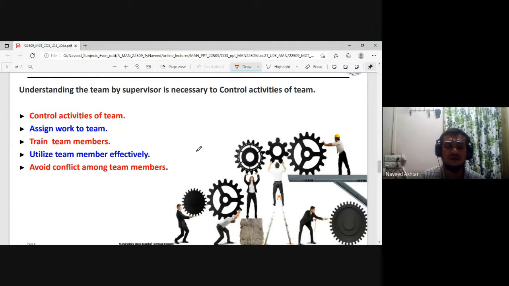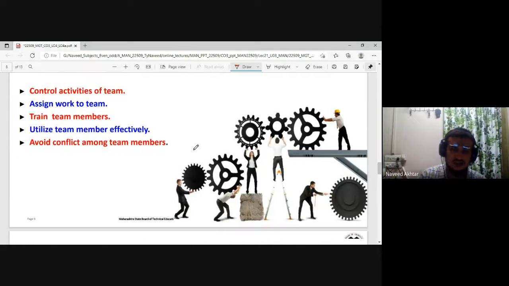है ना? What happens if certain activities are preceding or succeeding any activity? So you should ensure that the preceding activity will be completed before the next activity. So that's why it is interrelated, and related with the person also, related with the material or resources also. Okay, so controlling the activities of the team, assigning work to the team, training the team members, utilizing the team members effectively, and avoiding conflict among the team members is nothing but part of controlling at the supervisory level.